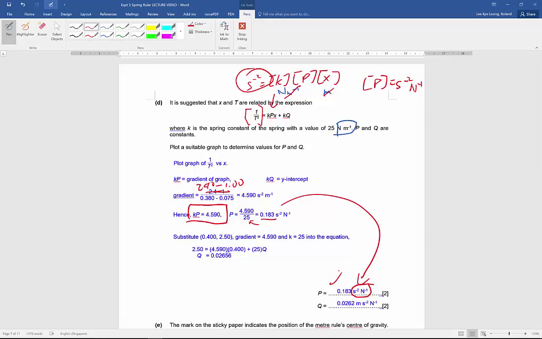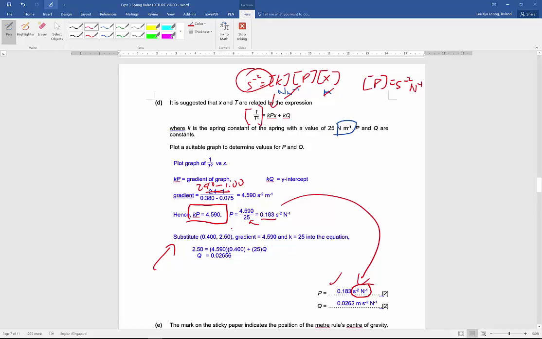Okay, now let's look at the next one. Can you see what is the huge mistake that is made here? Huge mistake. If you do this, you'll be marked wrong straight away. Substitute 0.400 and 2.50, and then this equation and k into the equation. So the substitution is all listed, so that's fantastic.